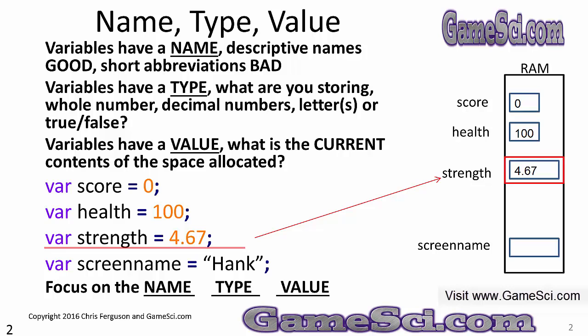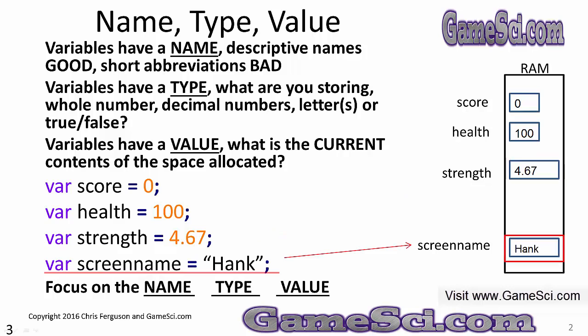Notice how when I'm declaring the variable, I assign an initial value. Now these may be the initial values I want, or it may just be a placeholder so I can see what type of variable I'm trying to store. In this case, strength is the name of the variable. The type will be floating point or double, and the value is 4.67.